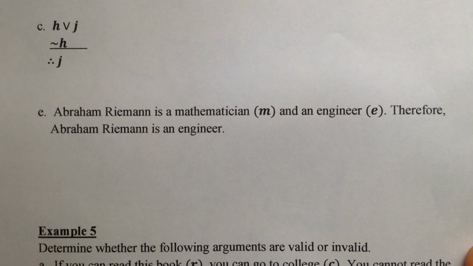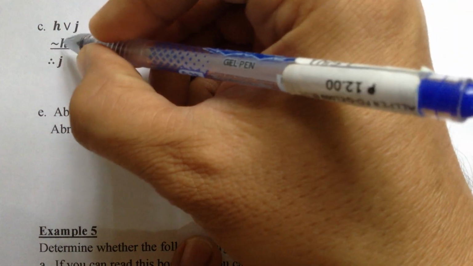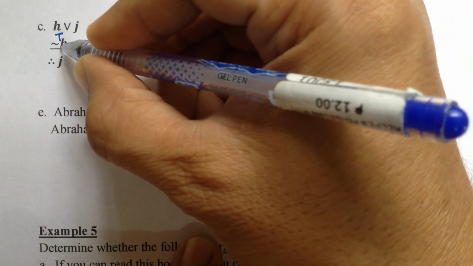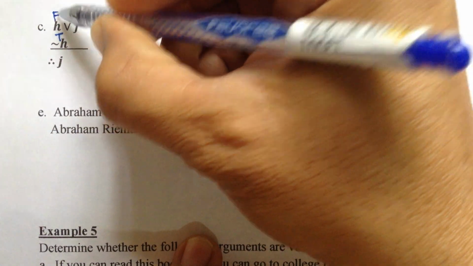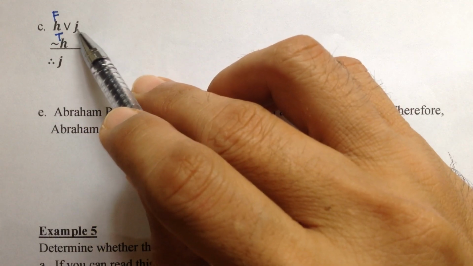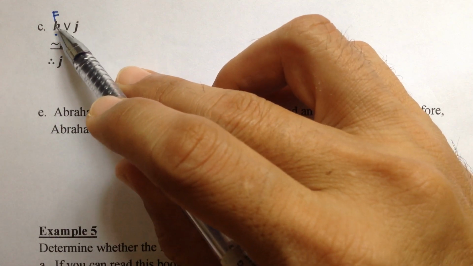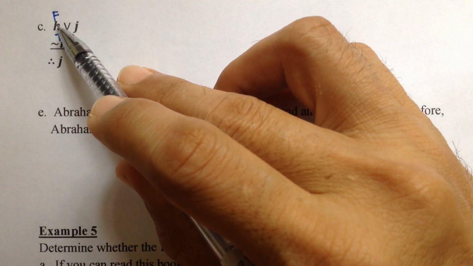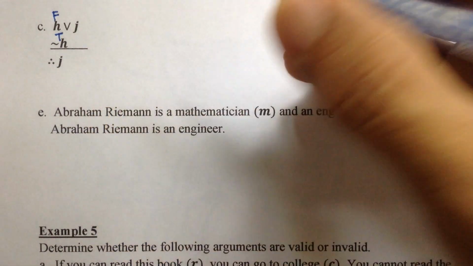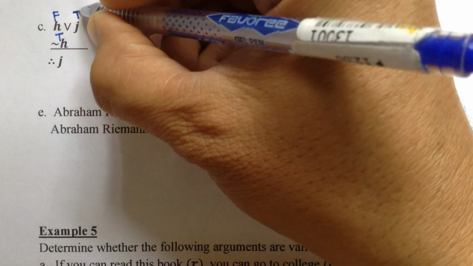Third, you have again a negation of H being a premise. This is true. But if negation of H is true, what do you say about H? That's actually false, right? Okay, if this is false, take note that you have H or J. H or J is your first premise, which is supposed to be true. But since H is false, what do you say about J? You have no choice but to say that J must be true.